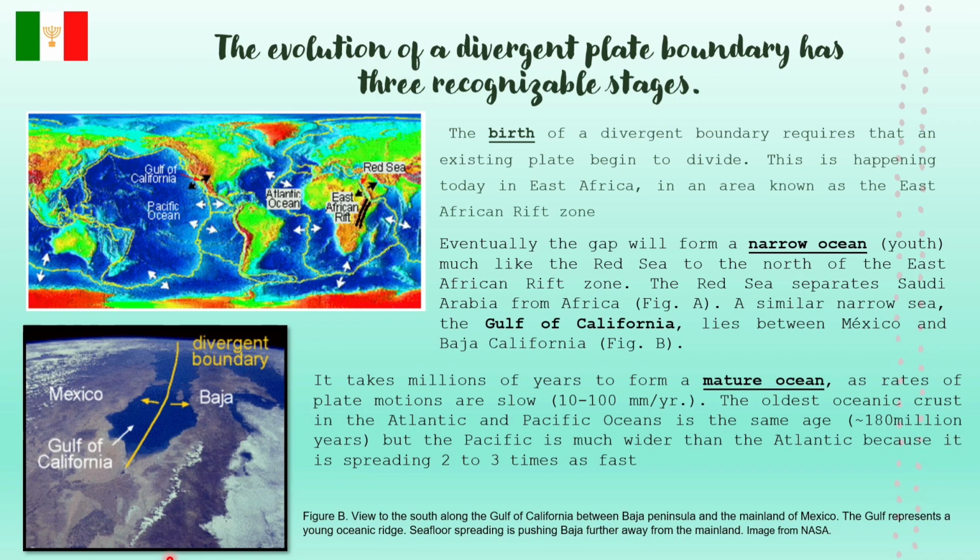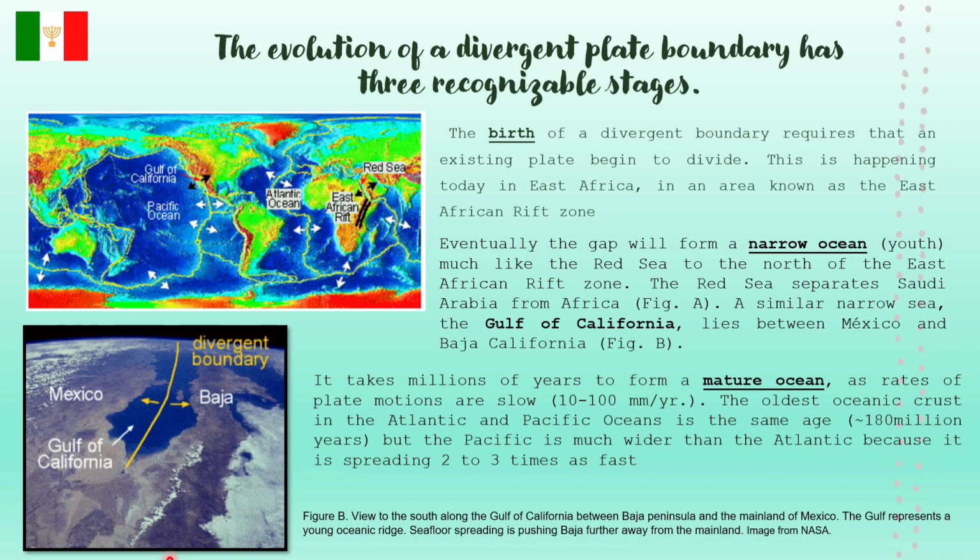Eventually, the gap will form a narrow ocean, which is the second stage. Ito yung tinatawag na Youth Ocean, katulad ng Red Sea, to the north of the East African Rift Zone. A similar narrow sea is the Gulf of California. It lies between Mexico and Baja California. As you can see, the plates are moving away from each other.